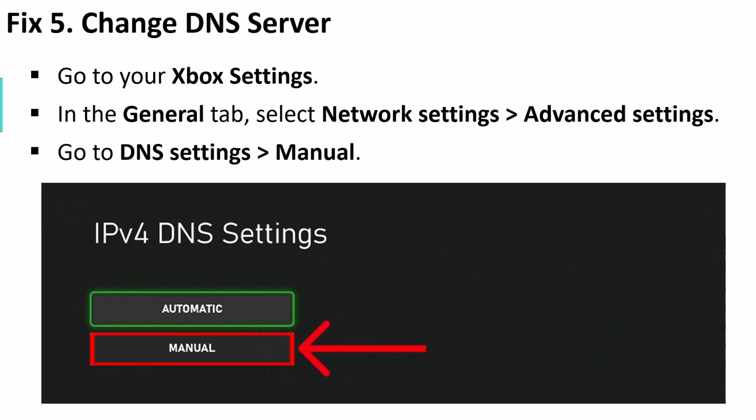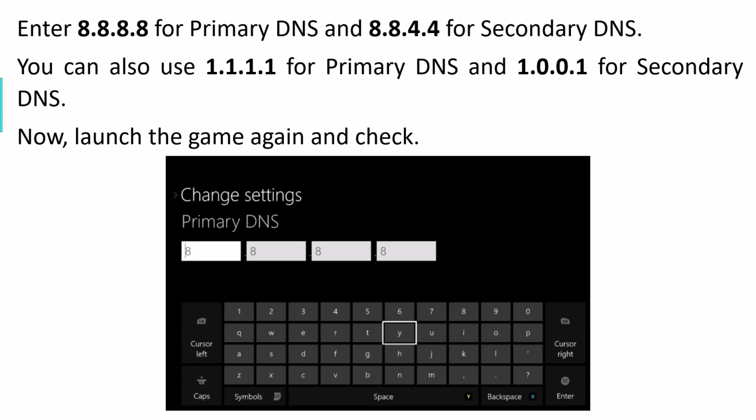Fix 5, change DNS server. Go to your Xbox settings, in general tab select network settings, advanced settings, go to DNS settings manual. Now in the primary DNS enter 8.8.8.8 and in secondary DNS enter 8.8.4.4 and then save it. Then launch the game and check if your problem is solved or not. If that doesn't help to fix the problem, then repeat the process and this time in the primary DNS enter 1.1.1.1 and in secondary DNS enter 1.0.0.1, then save it and then relaunch the game and check if your problem is solved or not.